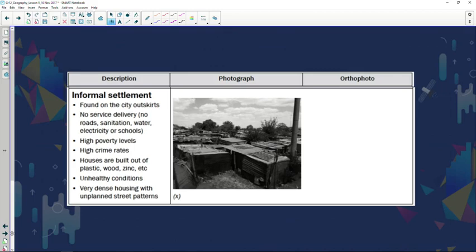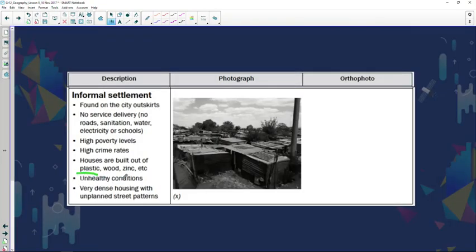And informal settlements. Now, Gr12, once again, do not get confused between rural areas and informal settlements. The informal settlement is a settlement where people live but it lacks basic needs and services. It's usually your shacks. The materials that you use are plastic, wood and zinc. The conditions are unhealthy because there's not proper sewage. There's probably not enough running water. High poverty levels. Okay, that's our informal settlements. The reason why they develop on the outskirts of urban areas is because people are migrating from the rural areas to the urban areas.